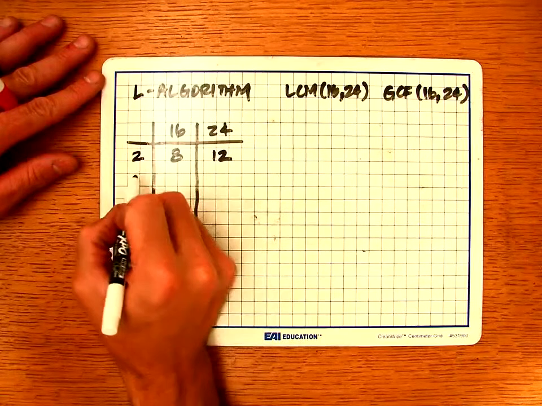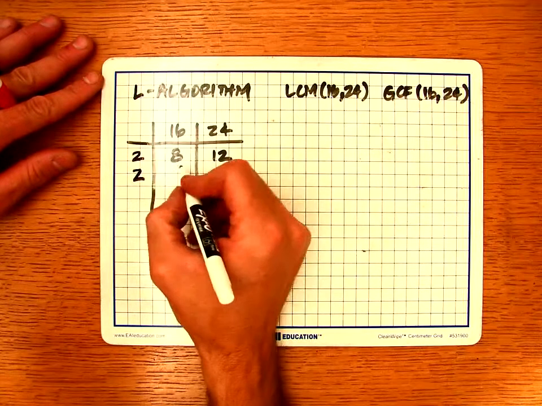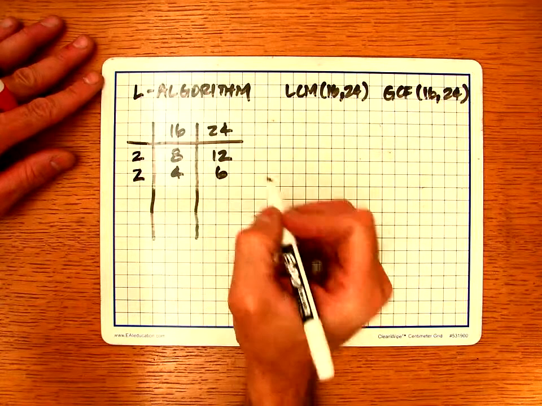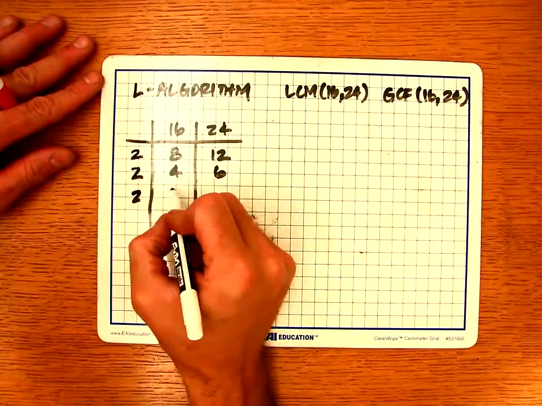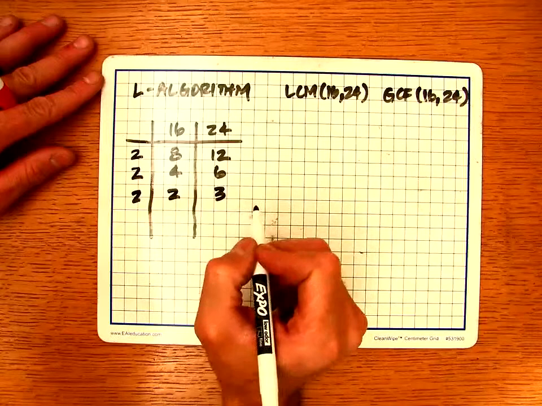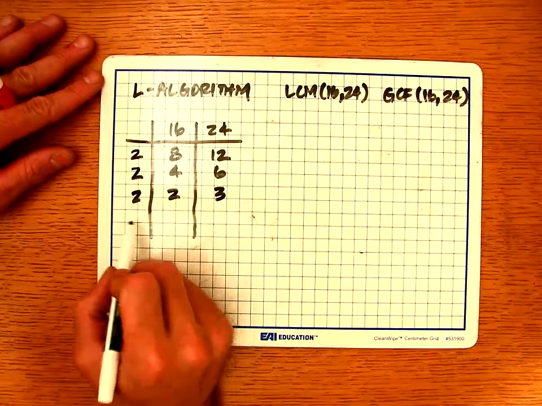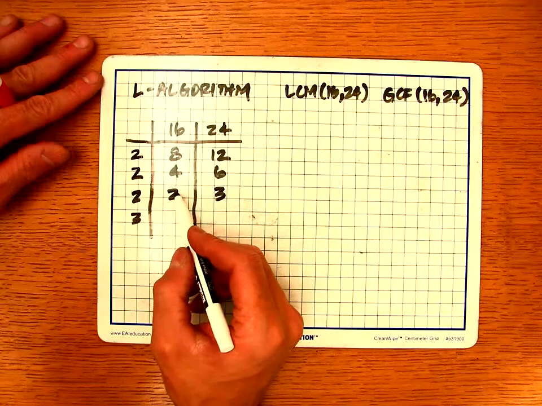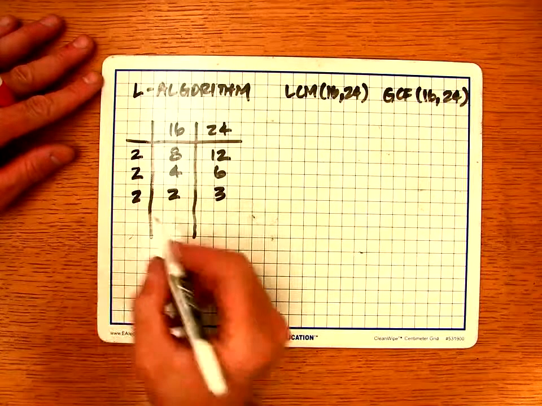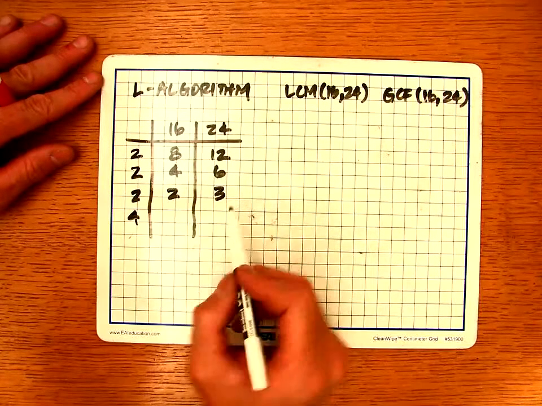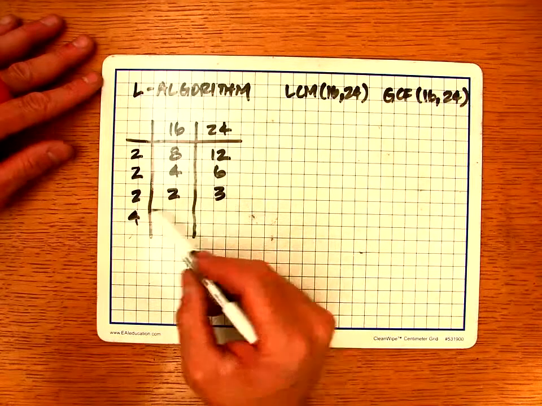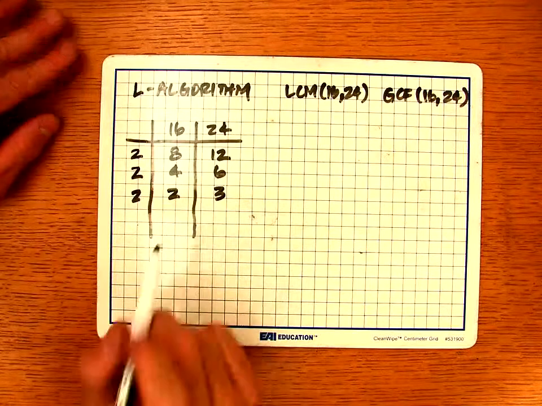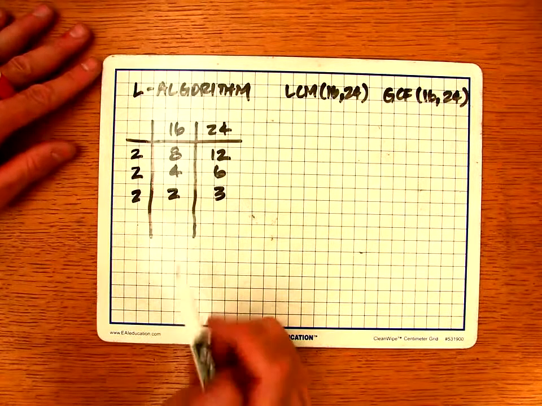And I see that another 2 will come out, so I'll just continue successively dividing out by 2's until no more will come out. I get a 4 and I get a 6 here. And another 2 will come out, I get a 2 and I get a 3 here. And then what I would do is go on and check the next number up, a 3. Well, 3 goes into 3, but it doesn't evenly divide 2, so 3 won't work. And then I get to 4, and I think to myself, well, 4 is greater than 3 and 2, so it will not divide either, and neither will any other number greater than 4. And so I'm done at this point with the L algorithm.